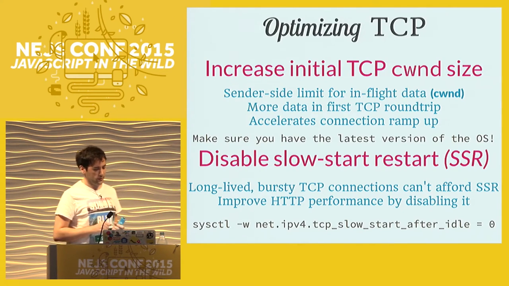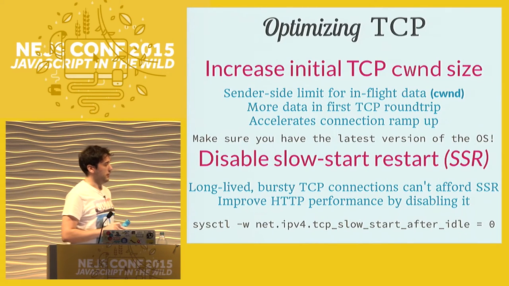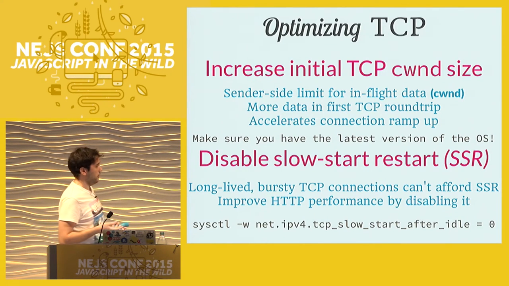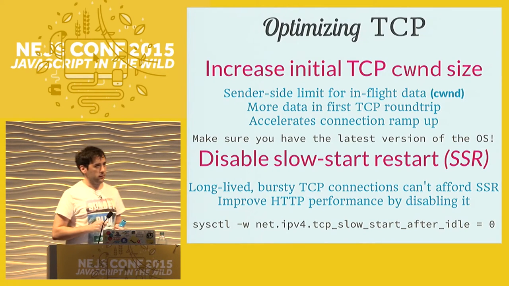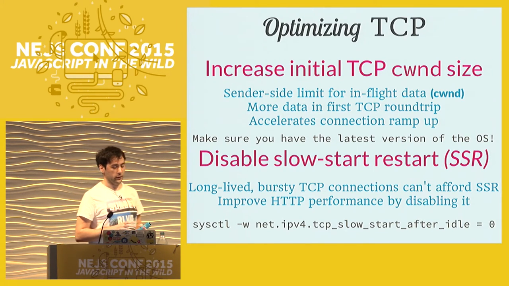So to optimize TCP, there are two things that we could do. We should make sure we have the latest version of our OS, typically Linux or any Linux fork, because that will increase the initial TCP window size, and that means you get more throughput in the connection and less ramp-up time to get started sending data to the client.